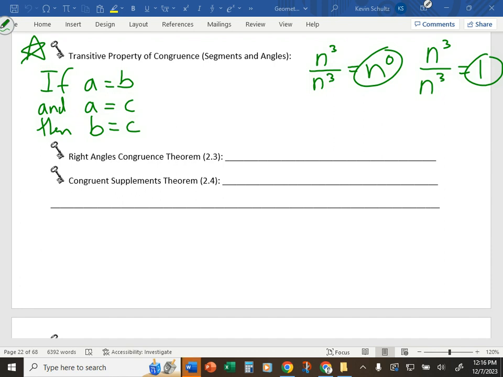The right angles congruence theorem. You can tell by how much space you have to write. This one's a shorty, but it basically says that all right angles are congruent. That's what it says. All right angles are congruent. That's basically it.